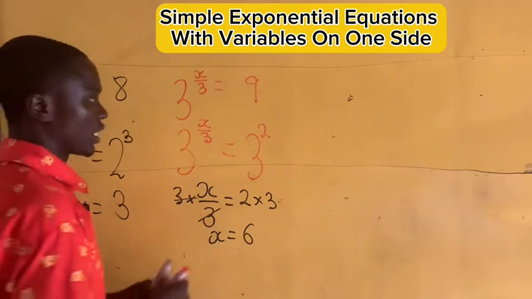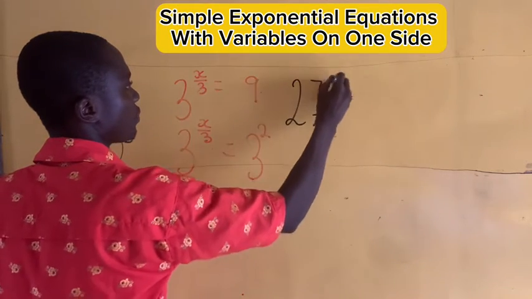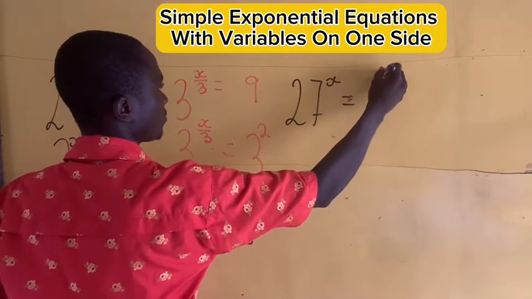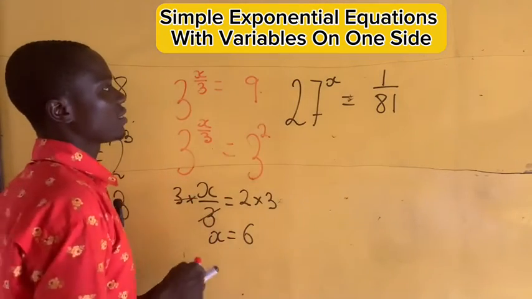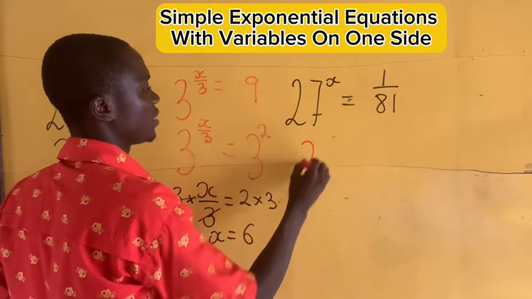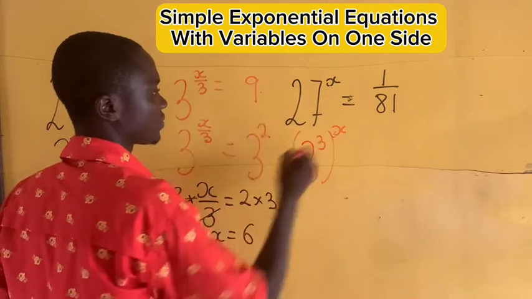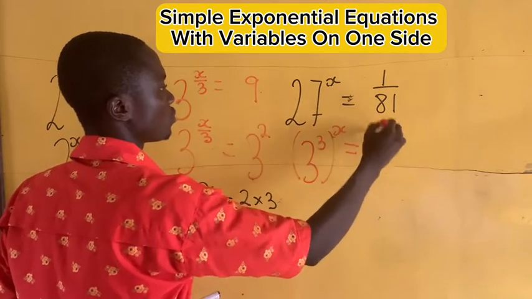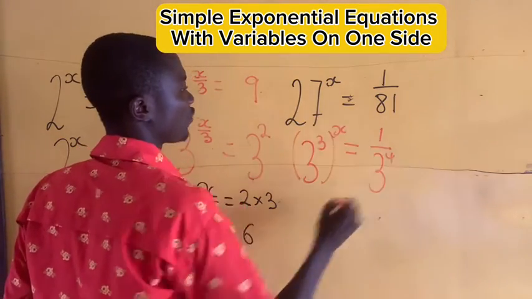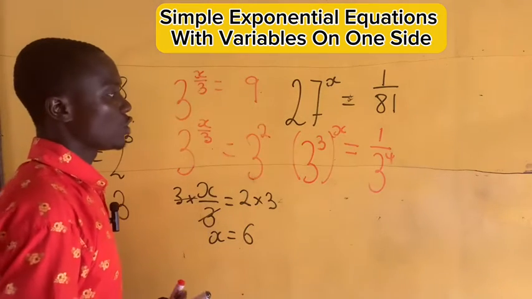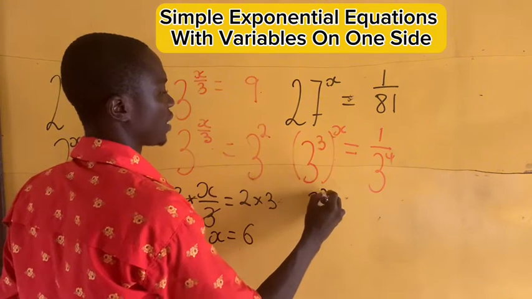Now, let's check the next one. If I have 27 power x equals 1 divided by 81. Here, 27 is simply 3 power 3, that is 3 multiplying itself 3 times, and we have power x. This is equal to 1 divided by 81, which is 3 multiplying itself 4 times. So here, 3 power 3, all power x, will give me 3 power 3x.